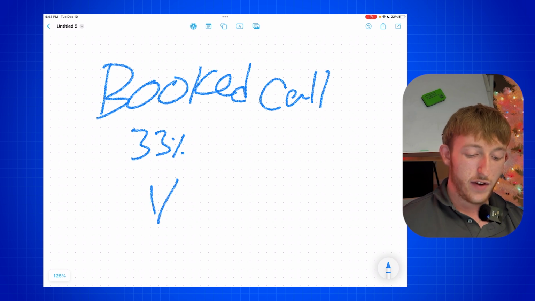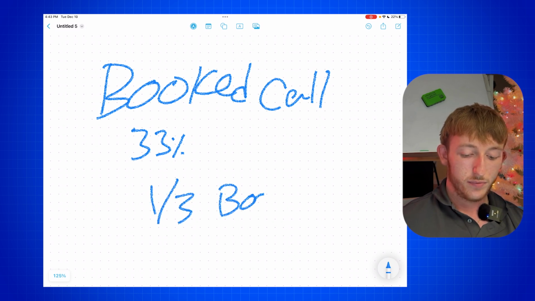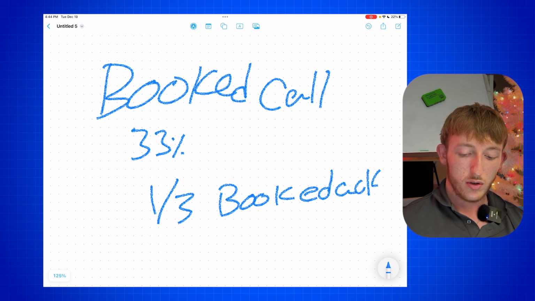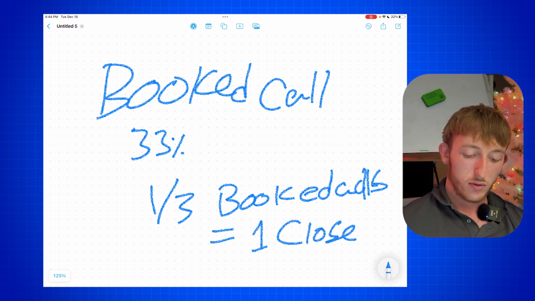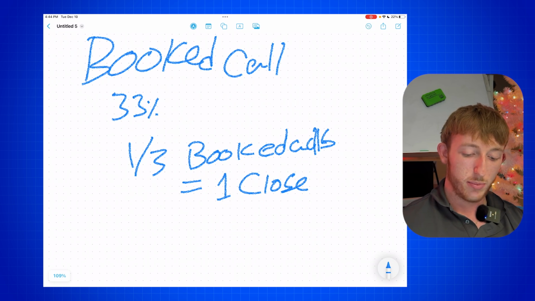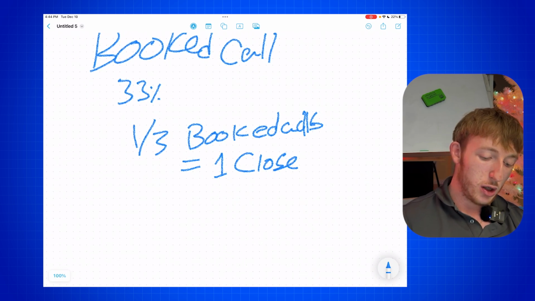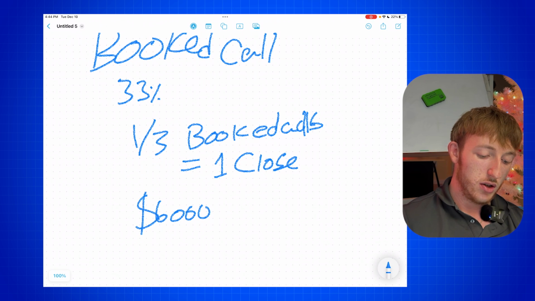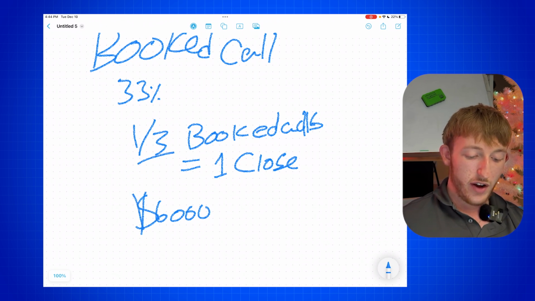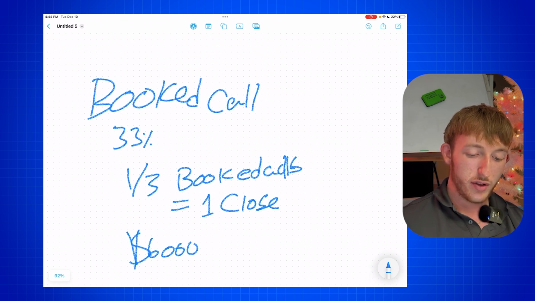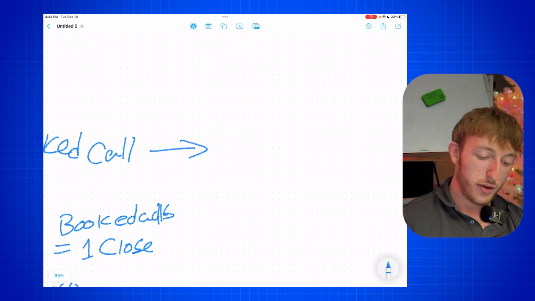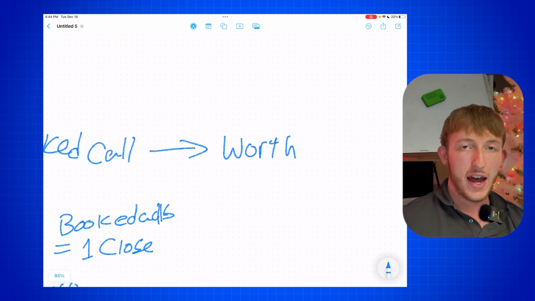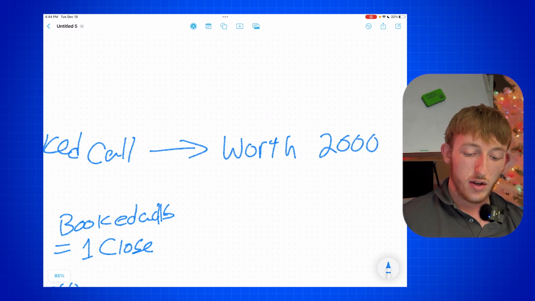I know that 1 out of every 3 booked calls is going to be equal to 1 close, right? So you know your ratio here, pretty simple. So if I'm closing on a $6,000 package, and 1 out of every 3 people, what is the average booked call worth? The average booked call is worth, and this is just math, $2,000, right?